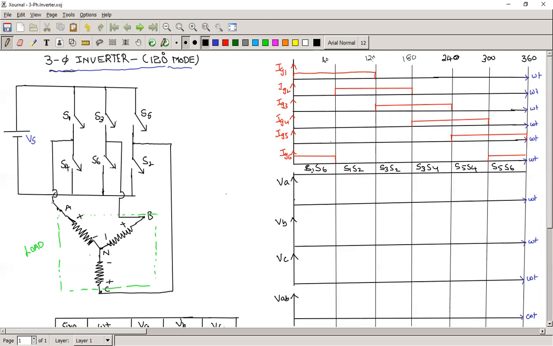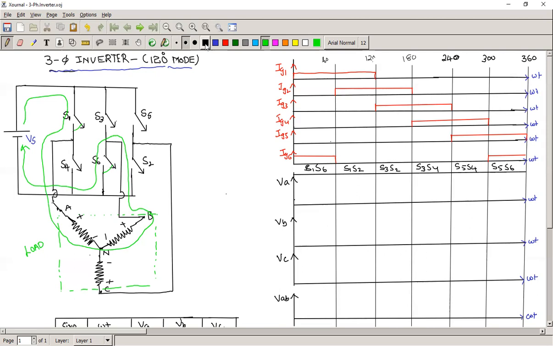Suppose S1, S6 are conducting, nothing but S1 and S6 are closed. Now current starts from S1, enters into the A phase and reaches the neutral. From the B phase, again the current passes through S6 and returns to the negative terminal.